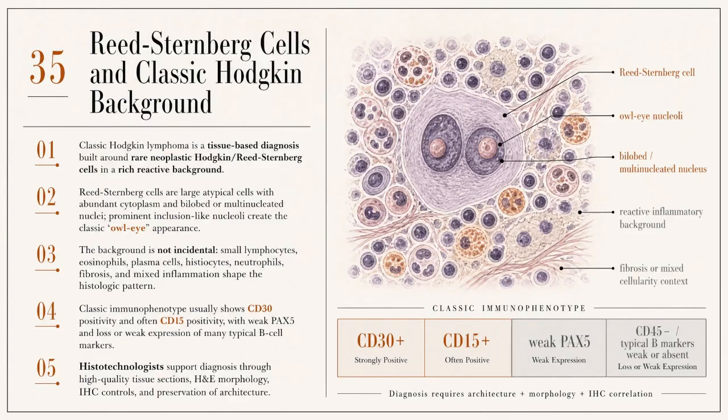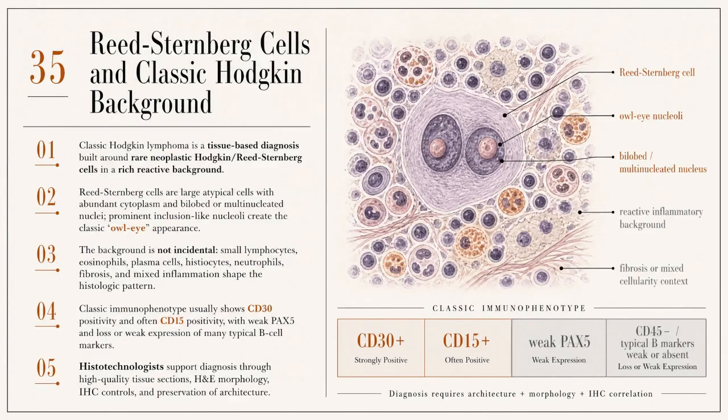Recognizing these features requires meticulous attention to tissue processing and staining quality. Proper fixation is critical to preserve cellular detail and prevent nuclear or cytoplasmic artifact that could obscure these subtle but diagnostic features. Overfixation or inadequate fixation can compromise morphology, while improper decalcification in bone marrow biopsies may degrade antigenicity, complicating downstream immunohistochemical analysis. The Reed-Sternberg cells do not exist in isolation. They are embedded within a heterogeneous reactive inflammatory background composed of small lymphocytes, eosinophils, plasma cells, histiocytes, and fibroblasts.